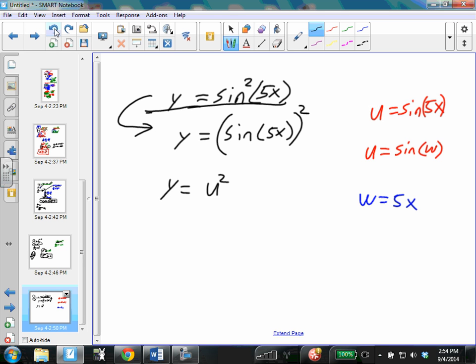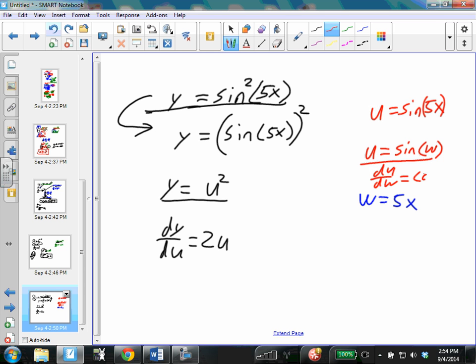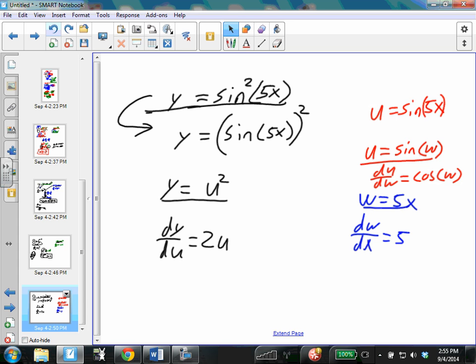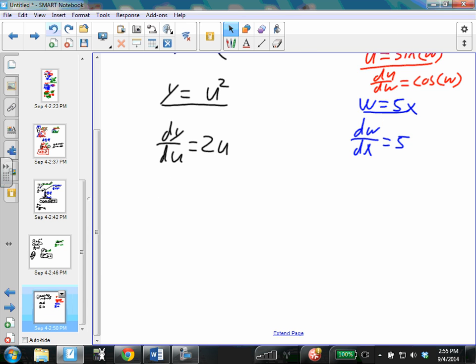What's the derivative of this y with respect to u? That's 2u. What's the derivative of this u with respect to w? Very good. It's cosine w. And what is the derivative of w with respect to x? It's 5. Now that I have a 3-link chain, guess what I'm going to do with all the answers? Watch what happens. I'm just going to give you the notation here. If I multiply all of these together.